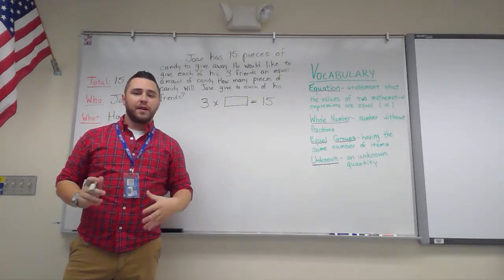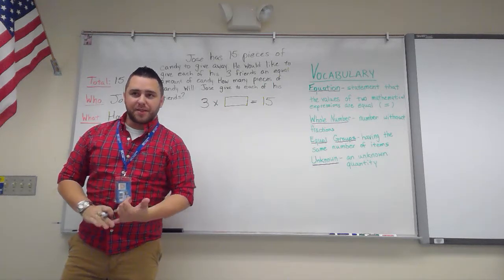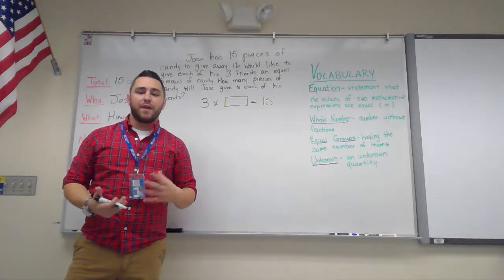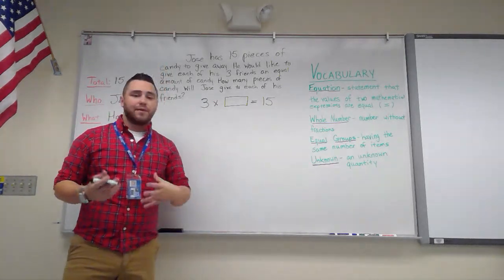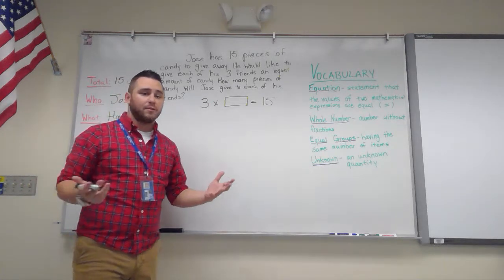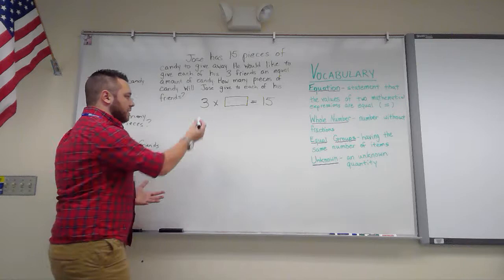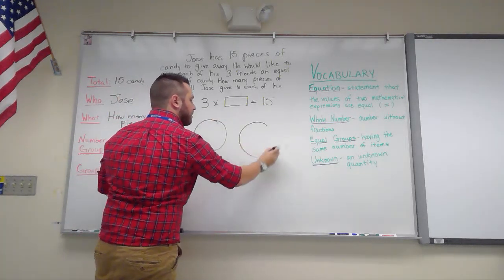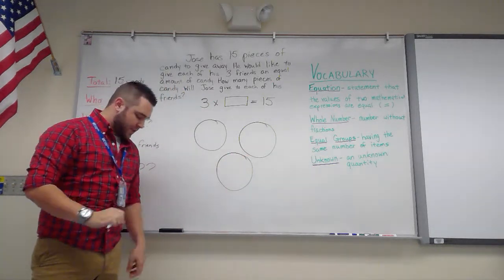At this point, after the number talk had finished, I would pass out either blank sheets of paper, or they would have individual dry erase boards that they could utilize. And I would begin by having them all draw out our number of groups. So we have 3, and I would just have them draw some circles. These are going to represent Jose's friends.